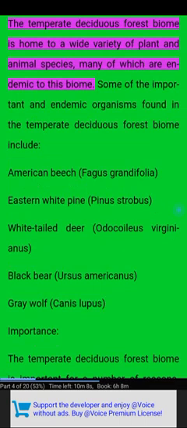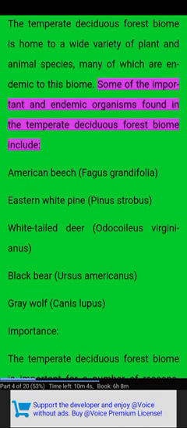The temperate deciduous forest biome is home to a wide variety of plant and animal species, many of which are endemic to this biome. Some of the important and endemic organisms found in the temperate deciduous forest biome include American beech Fagus grandifolia, eastern white pine Pinus strobus, white-tailed deer Odocoileus virginianus, black bear Ursus americanus, gray wolf Canis lupus.